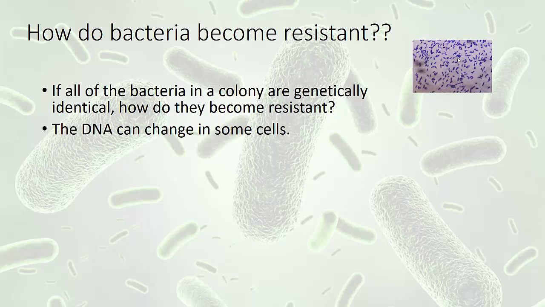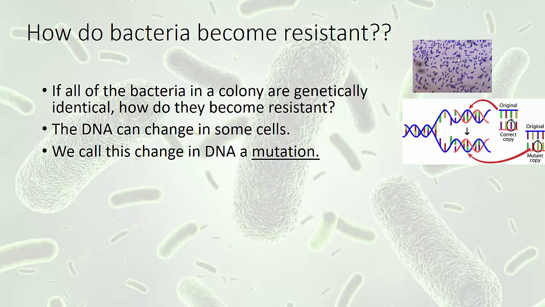Well, as we've learned earlier, DNA can change in some cells. And what do we call that sort of change? We call that a mutation. So the DNA can change just randomly in a cell. No reason. Sometimes there might be some exposure environmentally that causes it to change, but sometimes it's just a random change. And if you look here, we can see the DNA, there's a mutation here. So these nucleotides here are different than they are here. So that is a mutation that can occur in bacteria.